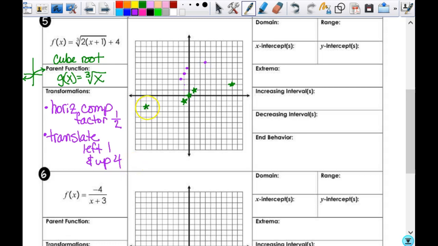Go ahead. So I'm here at -8, -2. My horizontal compression's 1/2, so my new x value is what? -4, right? And then from there, I translate and up 1, 2, 3, 4.